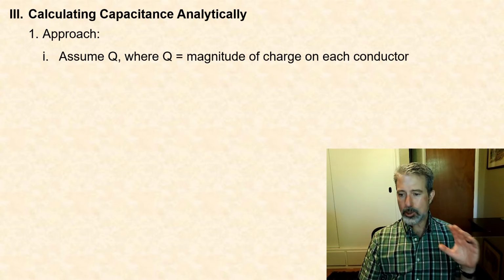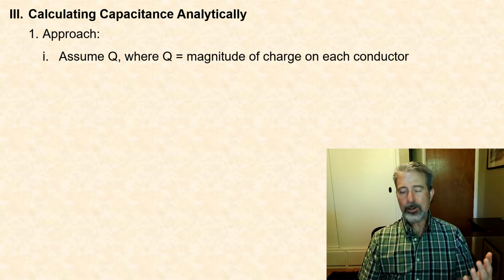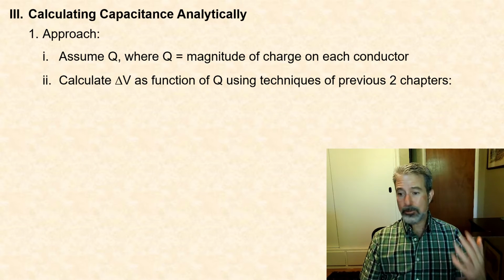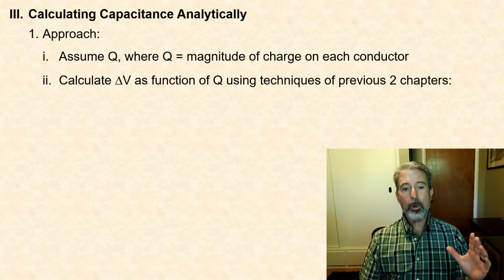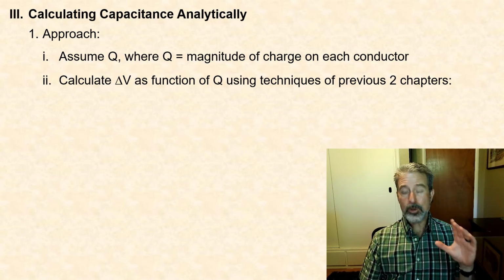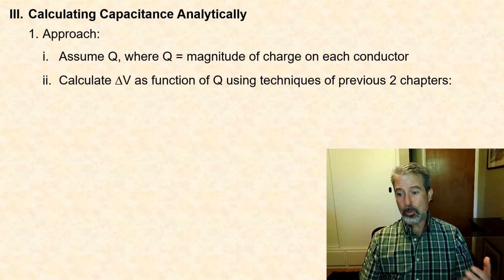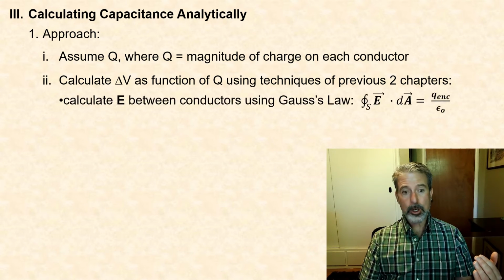All right, so we're going to start by assuming that each capacitor plate acquires an equal and opposite charge Q. Okay, so we're going to assume that. We will then, using the physics that we've been talking about up to this point in the course, calculate the electric potential difference as a function of charge here, using what we've learned in the previous 2 chapters.